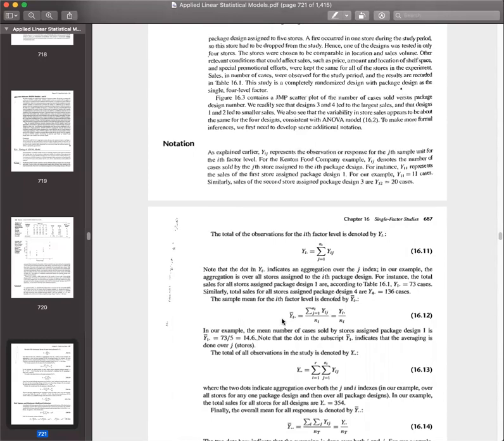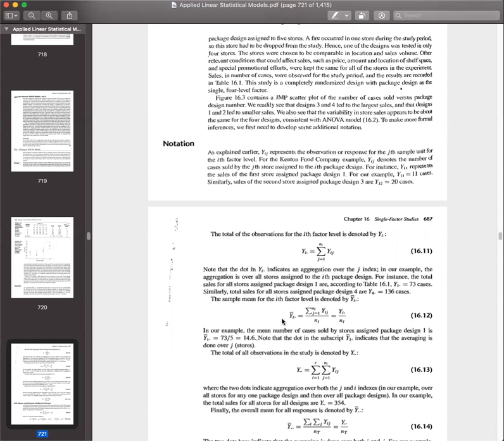As explained earlier, Yij represents the observation or response to the jth sample unit for the ith factor level. So the total of observations for the ith factor level is denoted by Yi., which is equal to the summation of j equals 1 through ni of Yij. Note that the dot in Yi. indicates an aggregation over the j index. We can get the sample mean for the ith factor level by getting Yi bar, which is equal to the summation of j equals 1 through ni of Yij over ni. That can also be simplified to Yi. over ni.